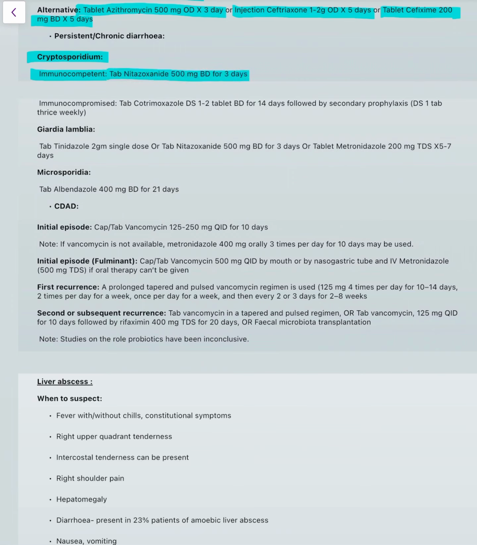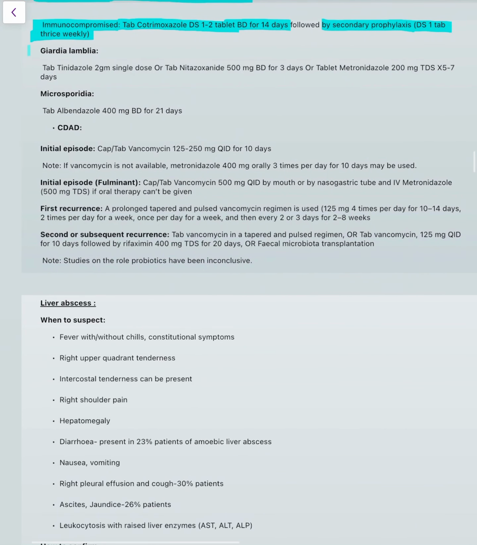But in immunocompromised patients, you have to give the treatment for 14 days with tablet cotrimoxazole, double strength tablet, 1 to 2 tablets BD for 14 days, followed by secondary prophylaxis. Okay, and you have to monitor the CD4 count and the viral load if you are concerned about HIV. For secondary prophylaxis, the dose is double strength, 1 tablet three times a week, as a prophylactic dose.